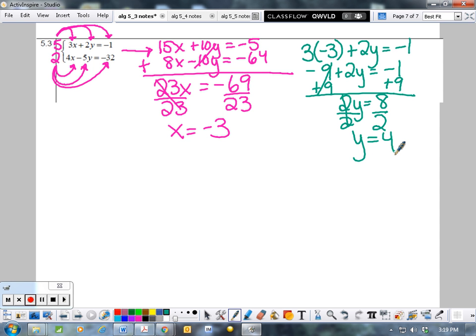Now remember, this is a point where the lines intersect, so it's an x comma y. And that is our solution. So that's our 3 methods for solving systems. Next time, we're going to talk about special cases. And so what do we do then?